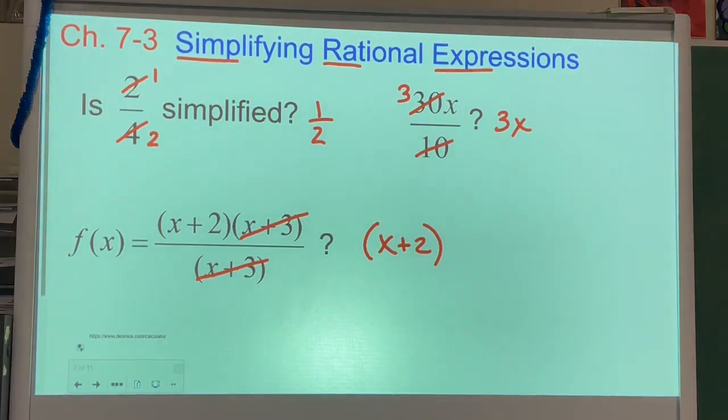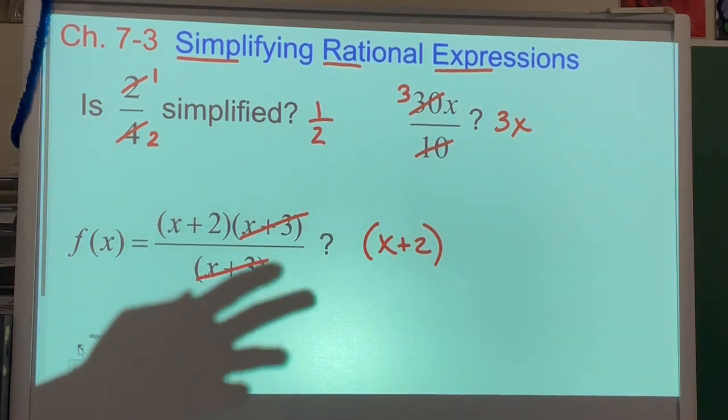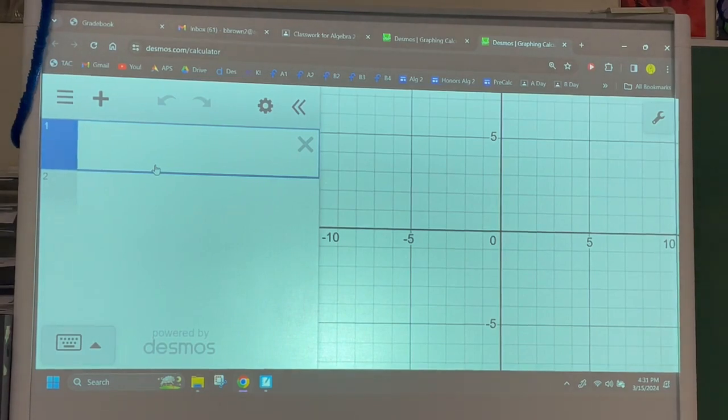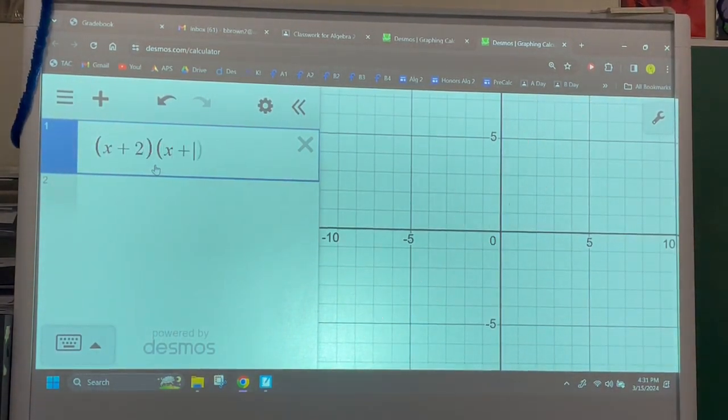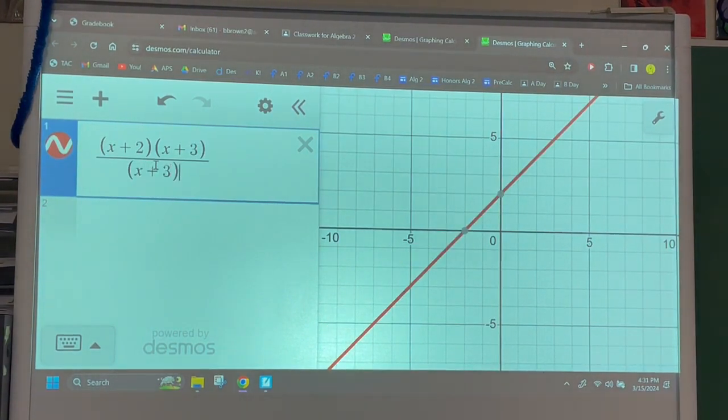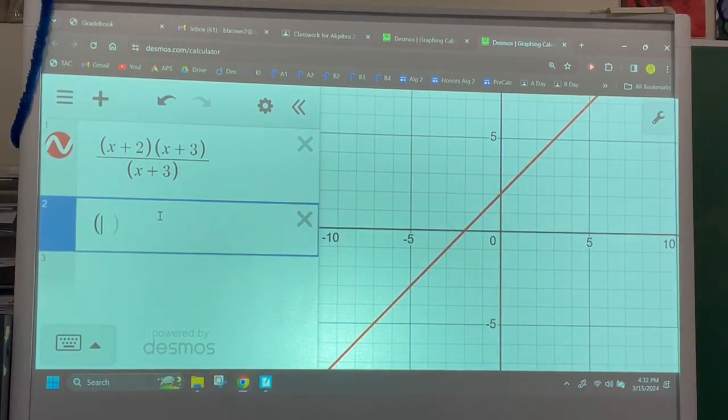There's one tiny difference, otherwise they are pretty much the same exact graph. I'm going to put the original function in, I'm going to put my answer in, and I'll be able to see that they're the same. So we have x plus 2 times x plus 3 is my original, divided by x plus 3. There it is. It is a beautiful line. My new answer, after I cancel the x plus 3's, I have x plus 2.